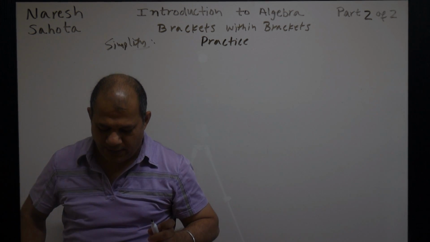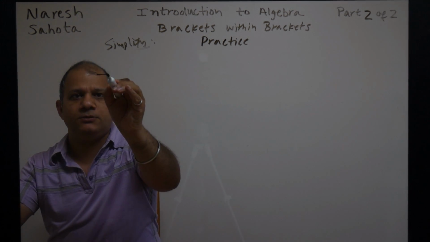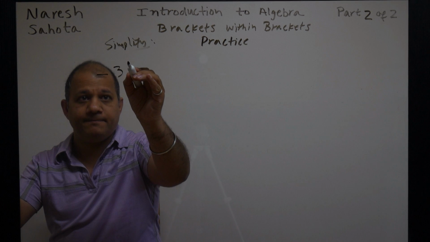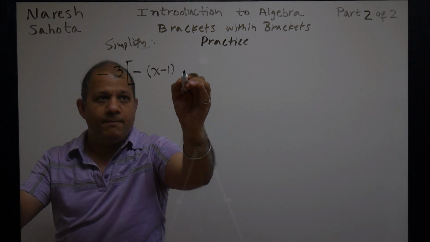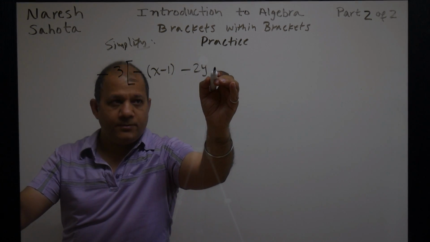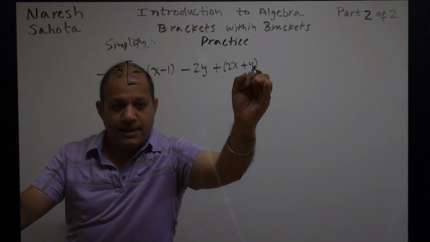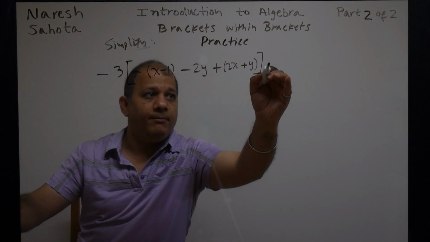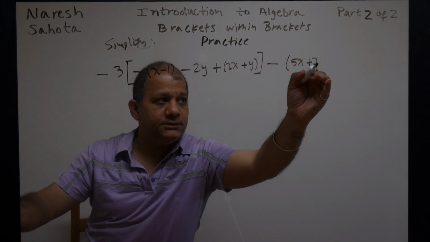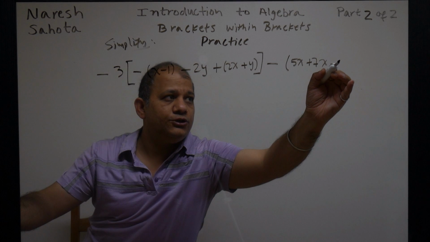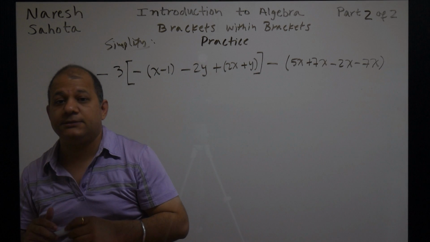Alright, so let's do another long one. So I'm going to need more room. So negative 3 times negative, and then x minus 1 minus 2y plus 2x plus y, and then close square brackets, and then minus inside parentheses 5x plus 7x minus 2x minus 7x. Alright, it's a lengthy question.